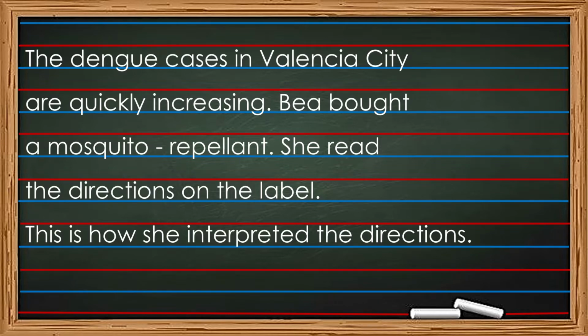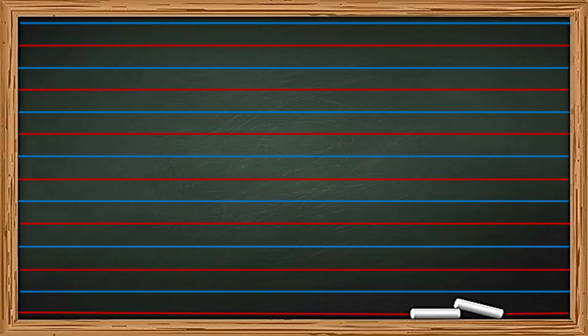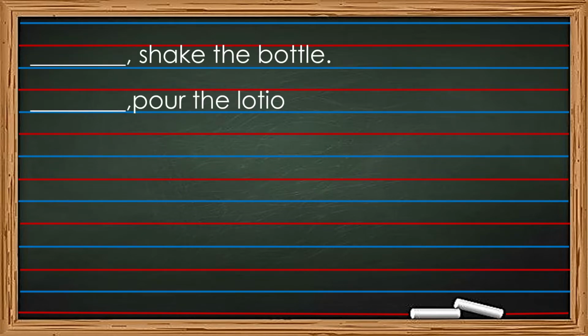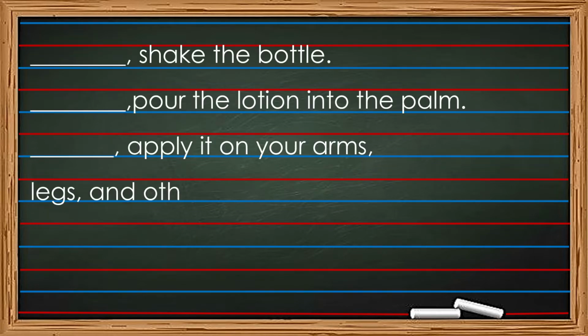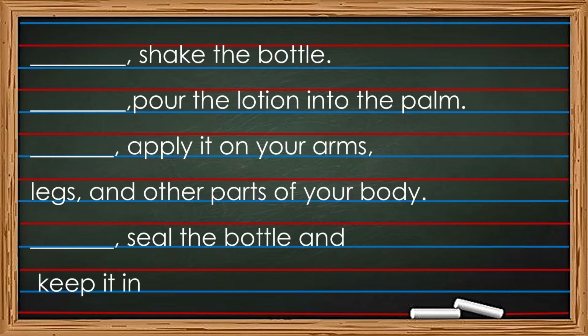She reads the directions on the label. This is how she interpreted the directions. Blank, shake the bottle. Blank, pour the lotion into the palm. Blank, apply it on your arms, legs, and other parts of your body. Blank, seal the bottle and keep it in a dry, cool place.